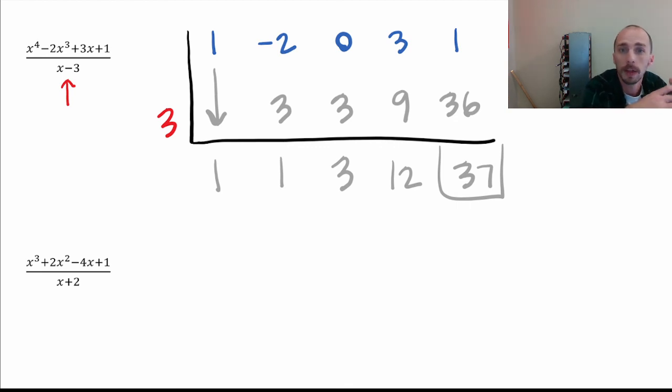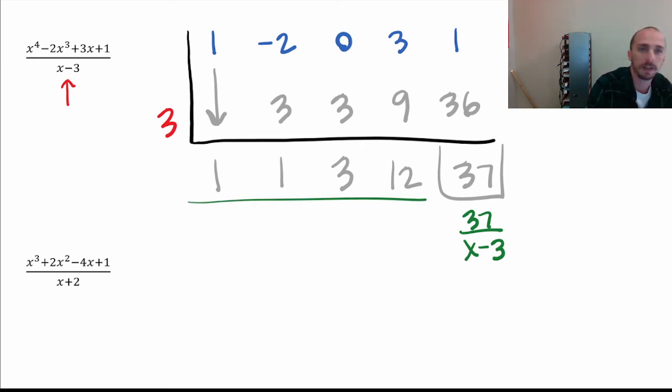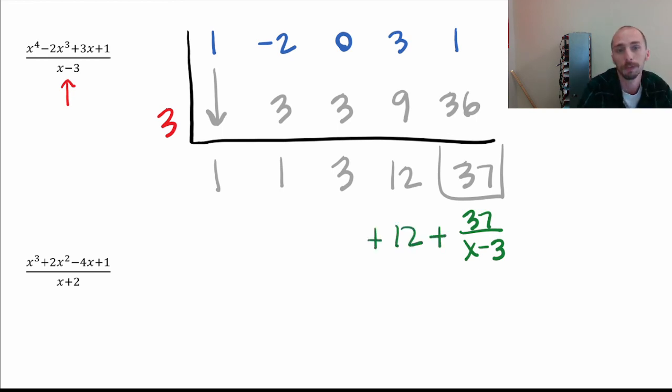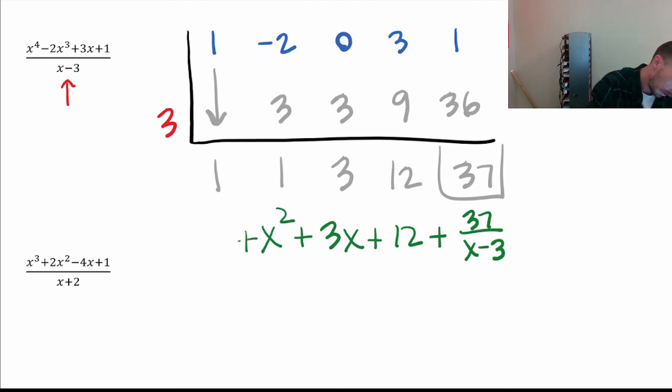So that last number I get down there in the bottom right, that's my remainder. And that's what I'm going to start with. So my remainder is 37, so it's 37 over x minus 3. And then these numbers over here give me the coefficients of my quotient. So I'm going to say that's positive 12, plus the 37 over x minus 3. Then next, after 12, we're going to increase the power of x by 1 each time. So that'll be 3x, 1x squared, and then 1x to the third.